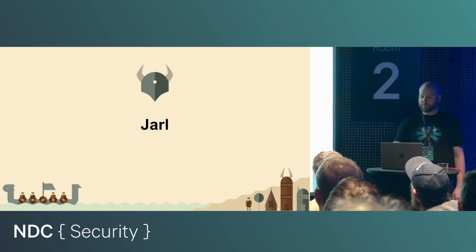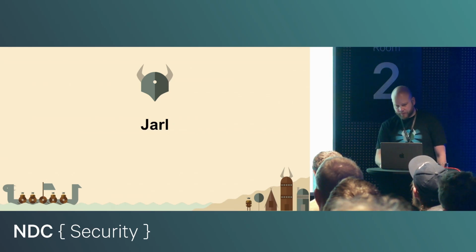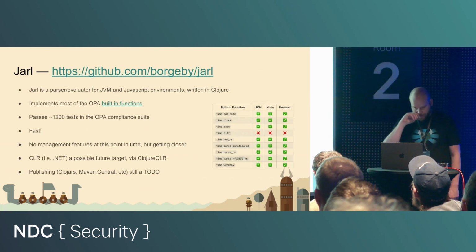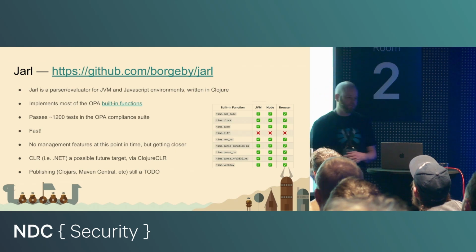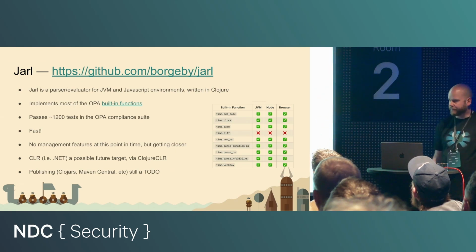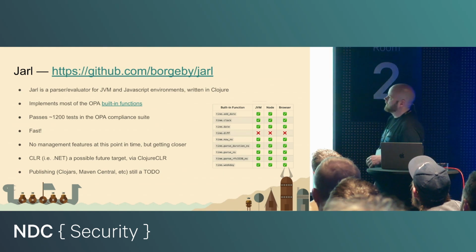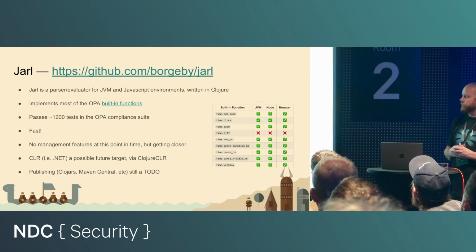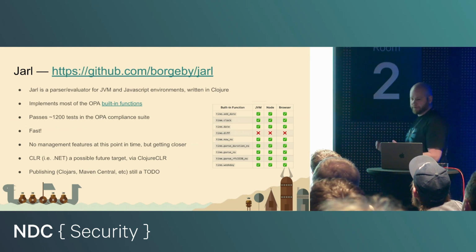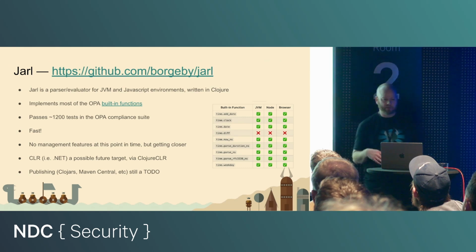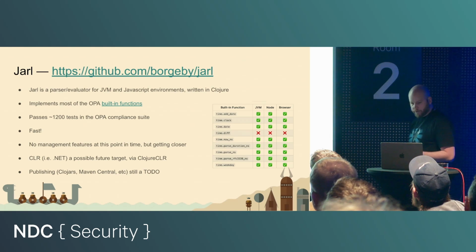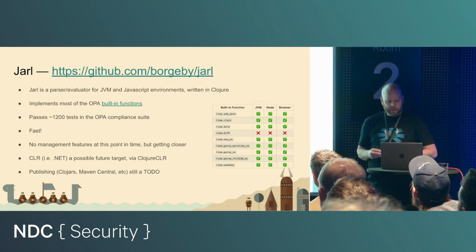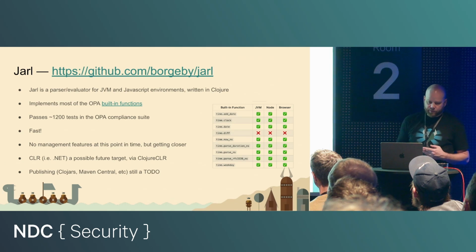If you're not interested in building one, what can you do? Well, luckily, me and my colleague Johan started just as this format became available. We were like, dude, we're gonna do something with this. It seems like a lot of fun. So we wrote the JARL project, which is a parser and evaluator for the JVM, or in Java, and JavaScript environments. It's written in Clojure, so we can target both of those platforms.